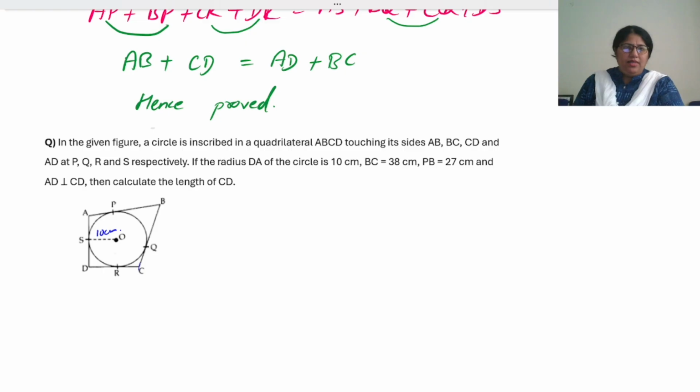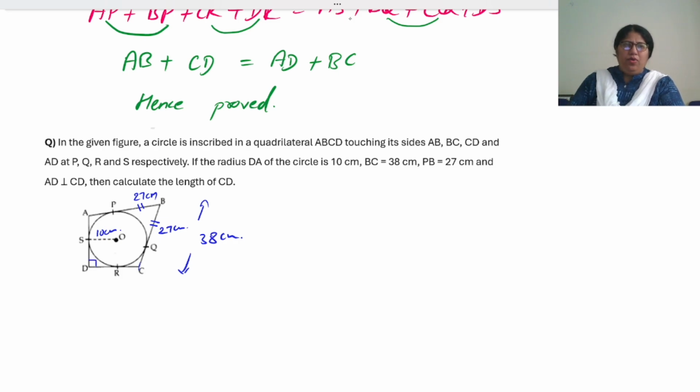And then BC length is given as 38 centimeter. PB length, where is your PB length? This length, you know that this length will be equal to this length. So this is 27 centimeter. So BQ also will be 27 centimeter. Then AD is perpendicular to CD.